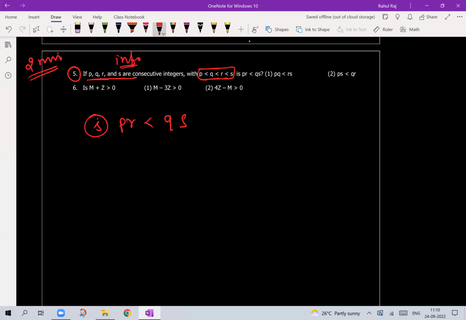So your job with every statement is what? To create a yes and no situation. These are the small things you should be very clear with. Option number 1 says PQ is less than RS. Option number 2 says PS is less than QR. Simple logic.